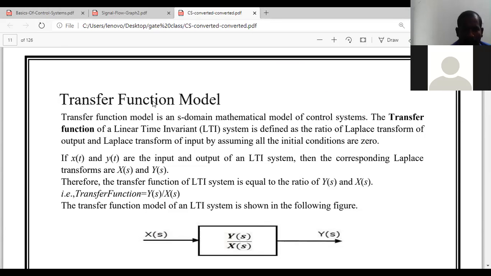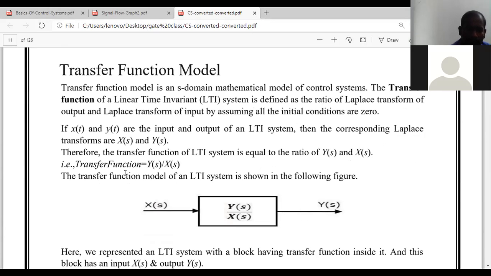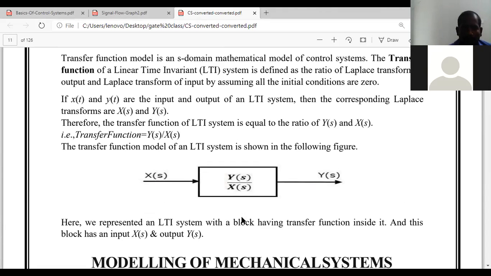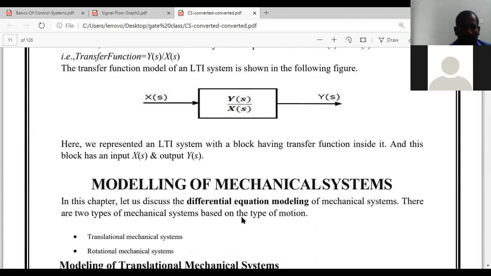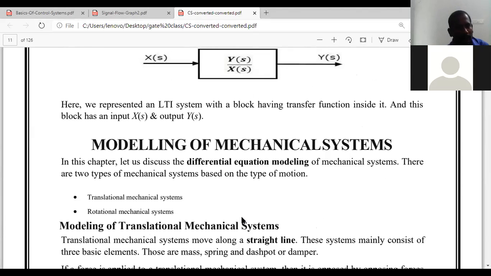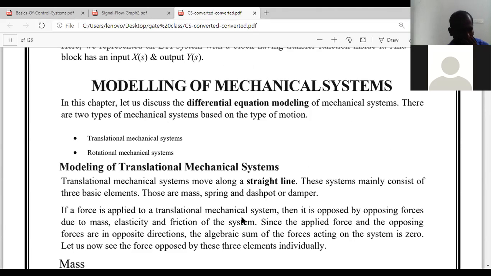So next one, the transfer function model. Just now I told you, X of s is nothing but Y of s. Therefore the transfer function is equal to Y of s by X of s with zero initial conditions. Is it clear? Next, we will see the mathematical modeling of mechanical systems. The mechanical system can be classified into two types: mechanical translational system and mechanical rotational system.